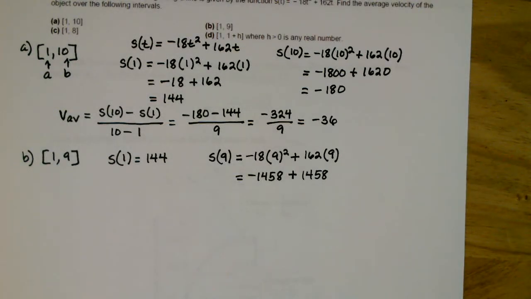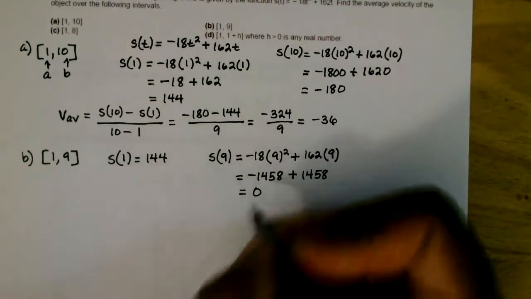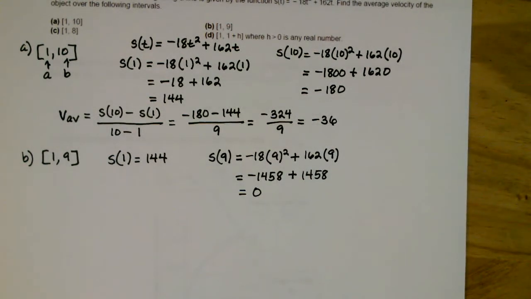I'm going to do this off camera so I can just see if this is right. Negative 18 times 9 squared is negative 1458, and then 162 times 9 is also 1458. So negative 1458 plus 1458 would be 0. So at 9, S of t will be 0.